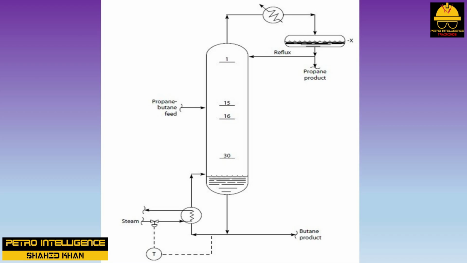Incipient flood. This picture illustrates the operation of a simple propane-butane splitter. The tower controls are such that both the pressure and bottoms temperature are held constant. This means that the percent of propane in the butane bottoms product is held constant. If the operator increases the top reflux flow, here is what will happen.